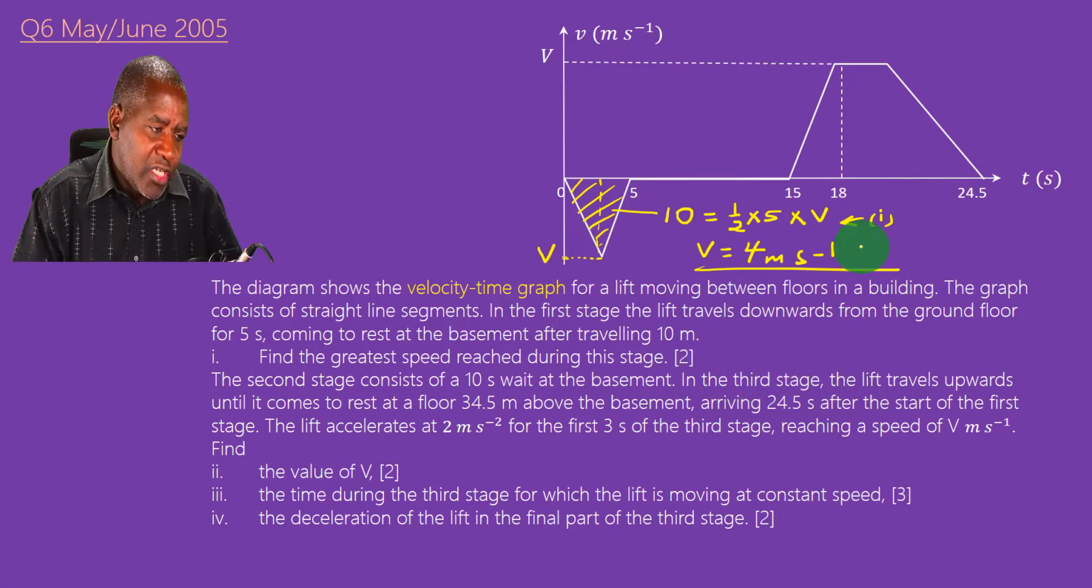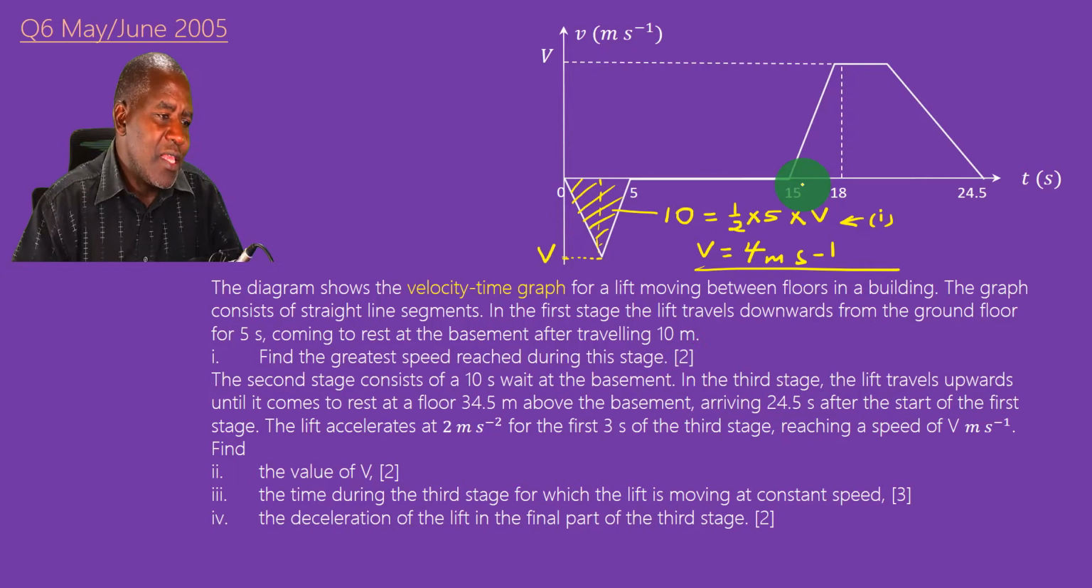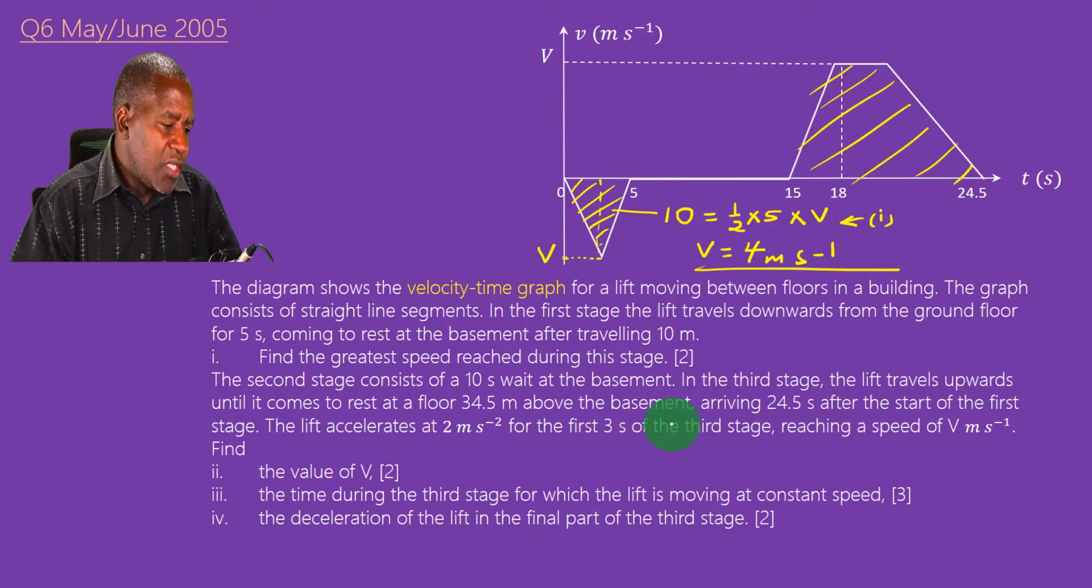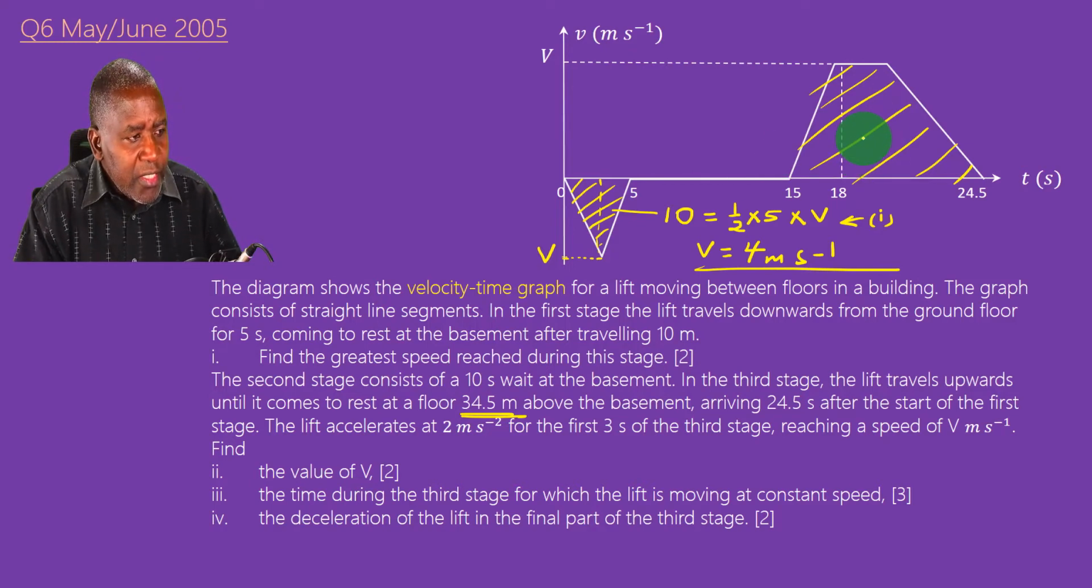In the third stage, that is this stage here, the lift travels upwards until it comes to rest at a floor 34.5 meters above the basement, arriving 24.5 seconds after the start of the first. That means that this area here is exactly equal to this distance here. And when you look at it, it is in the shape of the trapezium.